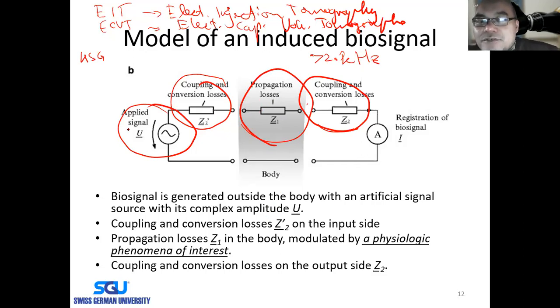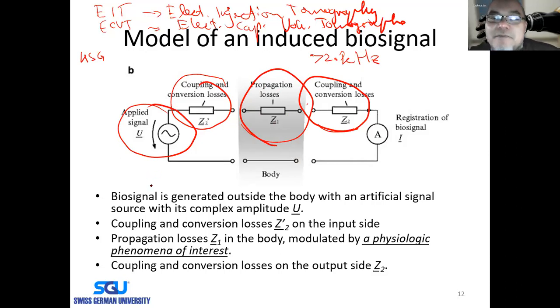So we know the U here, then we capture or register the reflected biosignal I here. Based on these two knowns, and we also know the coupling and conversion loss part here, and the coupling and conversion loss two here, we know these 1, 2, 3, 4. From there, how can we reconstruct the propagation loss inside the body? And once reconstructed, it can be made into, for example, an image, in the case of ultrasonography, also EIT, also ECVT. MRI is also similar. CT scan is also similar to this, as is X-ray.